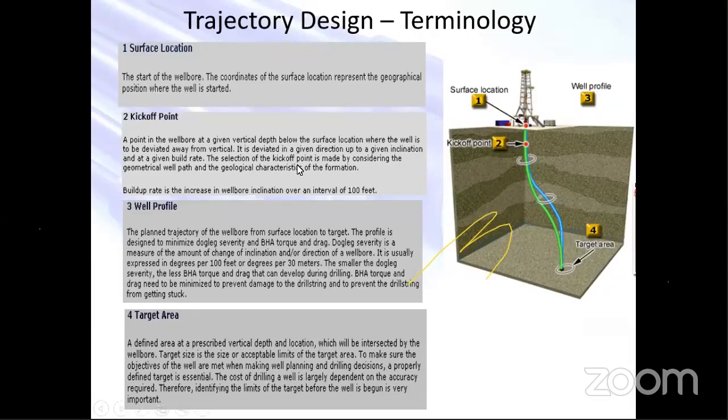And then we have the kickoff point, which is the point at a given vertical depth below the surface location where the well is to be deviated away from the vertical. The third terminology is the well profile. The well profile is the planned trajectory of the wellbore from the surface location to the target. The profile is designed to minimize the doglegs severity and the BHA torque and drag. The last one is the target area, a defined area at prescribed vertical depth and location, which will be intersected by the wellbore.